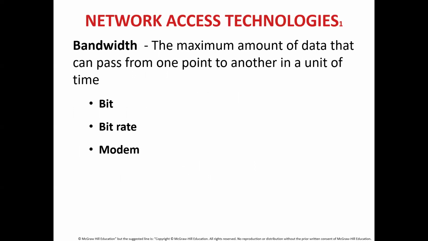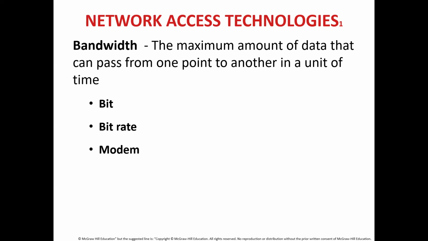Next up, we should look at network access technologies. Very first thing that we are looking at in network access technologies is bandwidth. Bandwidth is the maximum amount of data that can pass from one point to another in a unit of time. So what makes up a bandwidth?